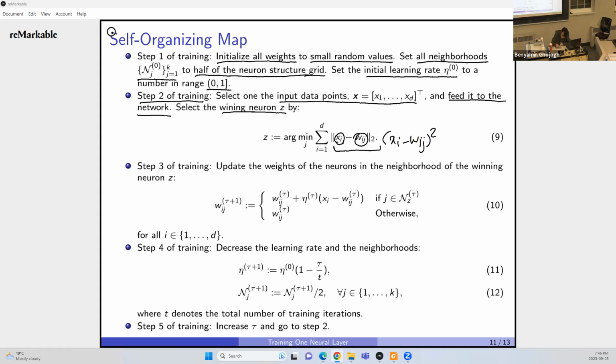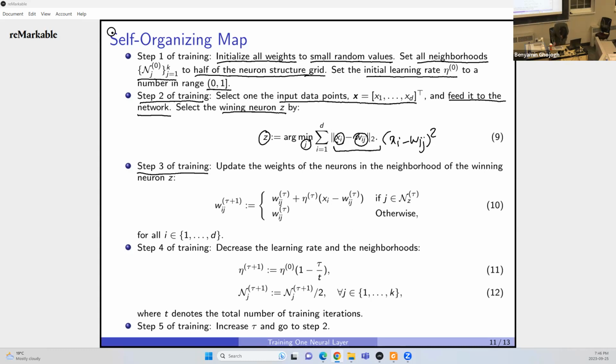Then I sort them and get the smallest. So the j, which neuron has the smallest cost? This is the cost. What do I mean? Which neuron has the closest w_j to x_i? Agreed? Let me repeat: which neuron has the closest, most similar w_ij to x_i? I denote it by z. So z is the index of that neuron.